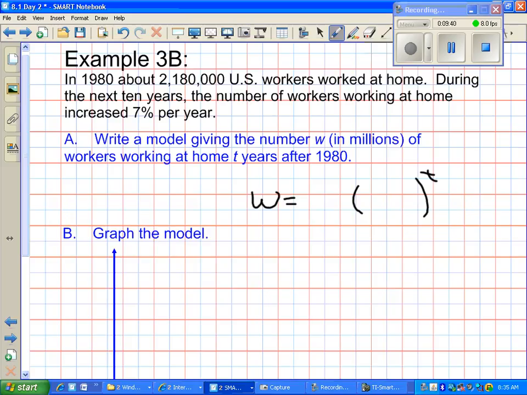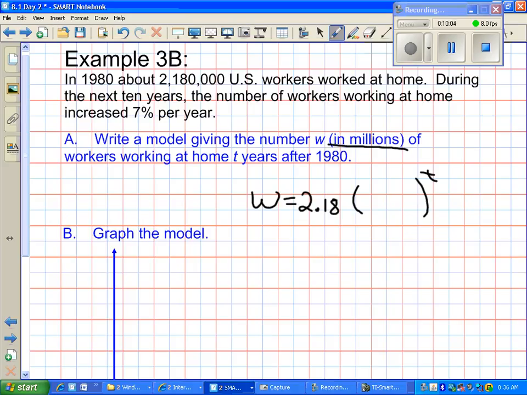What do I start with? Do I want to write 2,180,000 up there? Well, I want to write 2.18 because it says I want this to be in millions. So I'm going to write 2.18.